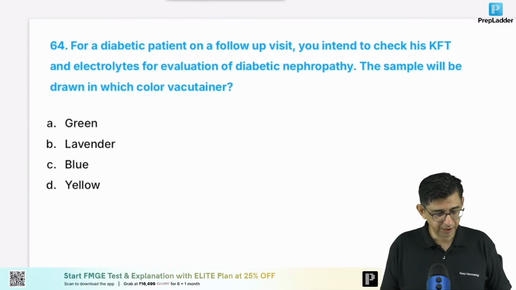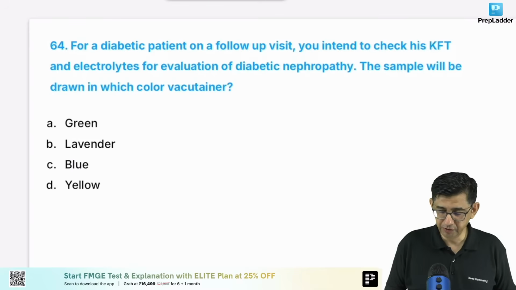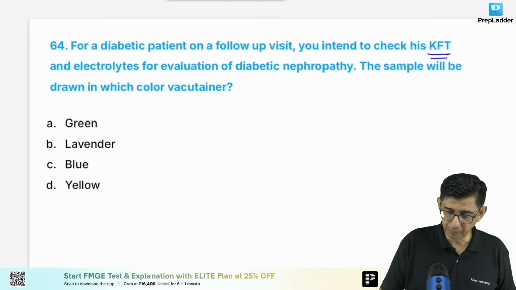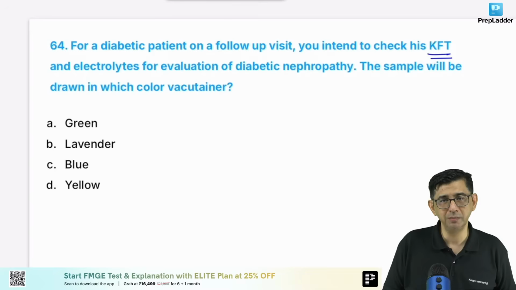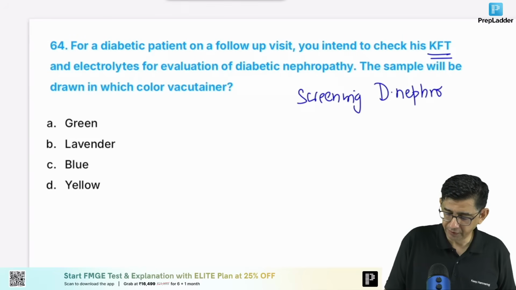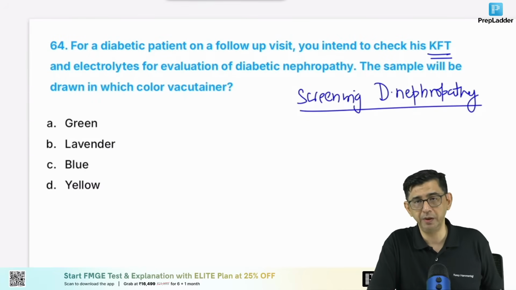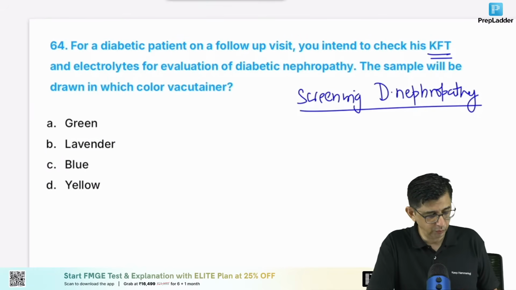Okay, moving to the next one. For a diabetic patient on a follow-up visit, you intend to check the KFT of the patient and electrolytes for diabetic nephropathy evaluation because that can occur. What color vacutainer would you be using so that you can be sending the blood sample of this patient for evaluation of especially the electrolytes component, because that's important. Potassium can be spiking because of diabetic nephropathy. So what color would you be recommended?